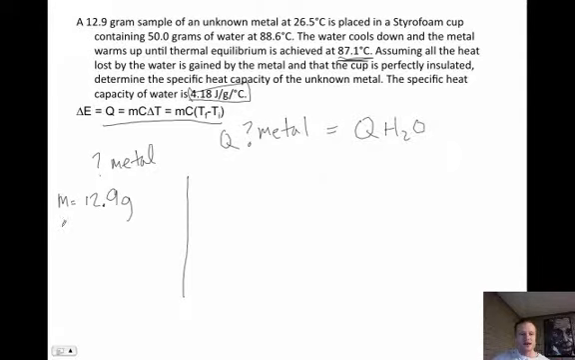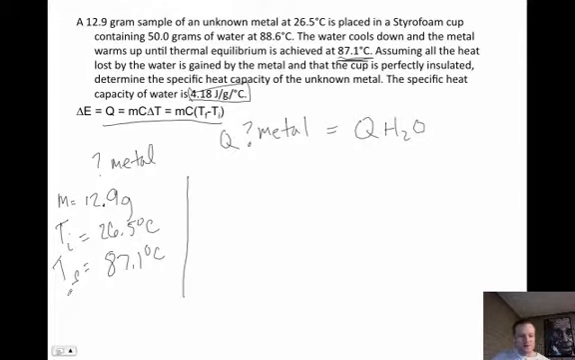And it has an initial temperature of 26.5 degrees Celsius. Do I know a final temperature? And the answer is absolutely. It says that the water and the metal will warm up until thermal equilibrium is reached, which is 87.1 degrees Celsius. So that involves a little bit of intuition on your part to figure that out, that thermal equilibrium means that both objects will be at this temperature of 87.1 degrees Celsius.